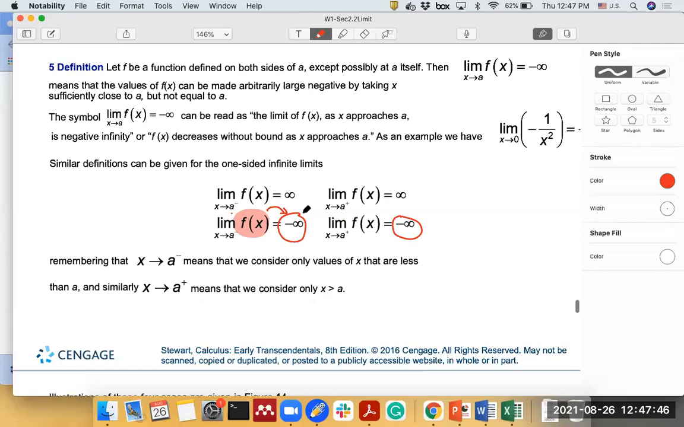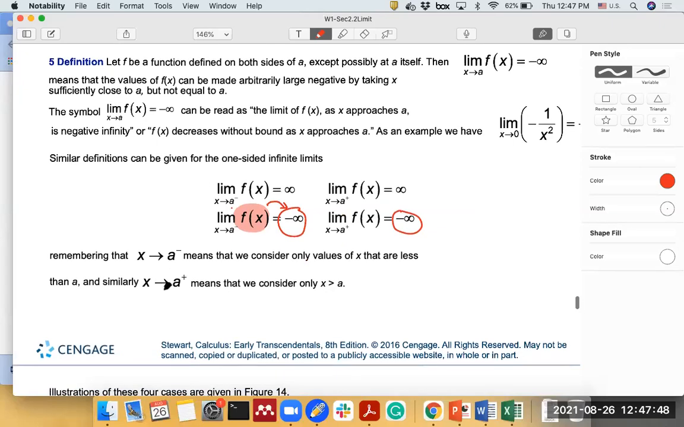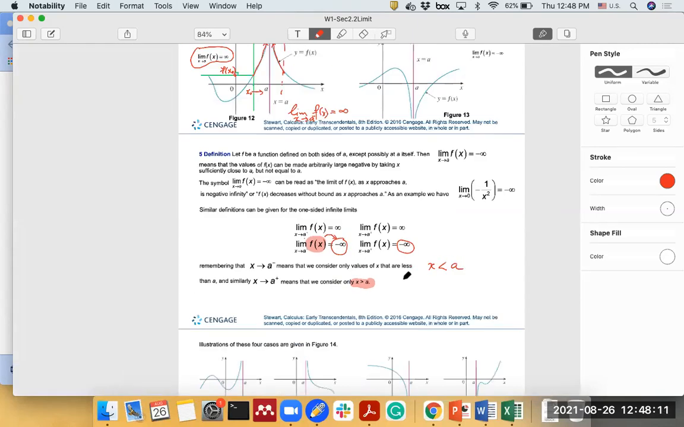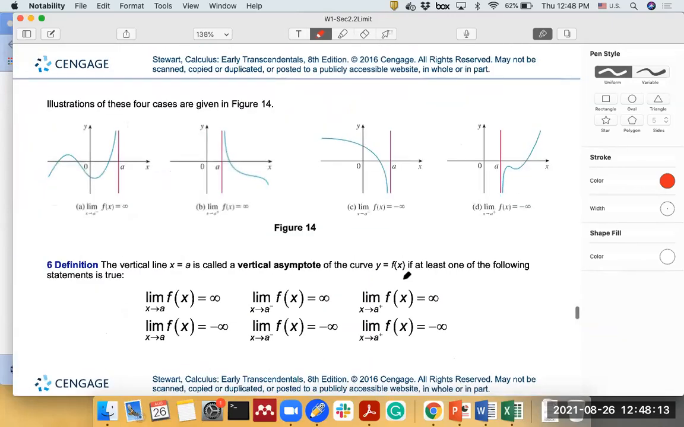Okay, and remember, if we say that x approaches A from the right, A plus, it means that x is strictly larger than A. Same thing. If it approaches from the left, it means x is strictly smaller than A. Okay, that's all about limits. Here are some other examples.